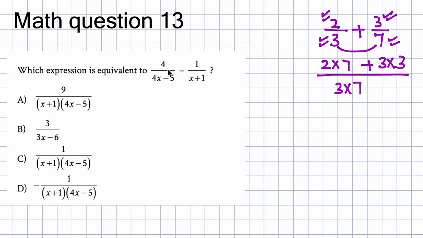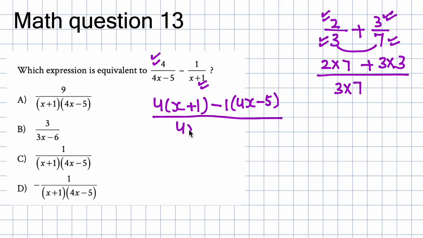If I apply this butterfly method over here, this 4 is to be multiplied with x plus 1, 4 times x plus 1, then a negative sign, and this 4x minus 5 is to be multiplied with 1. And for the denominator, both the denominators are multiplied together. You have to learn this sequence: the numerator with the denominator of the second, this numerator with the denominator of the second, and for the denominator you have to multiply the two denominators together. Now let's solve it further.